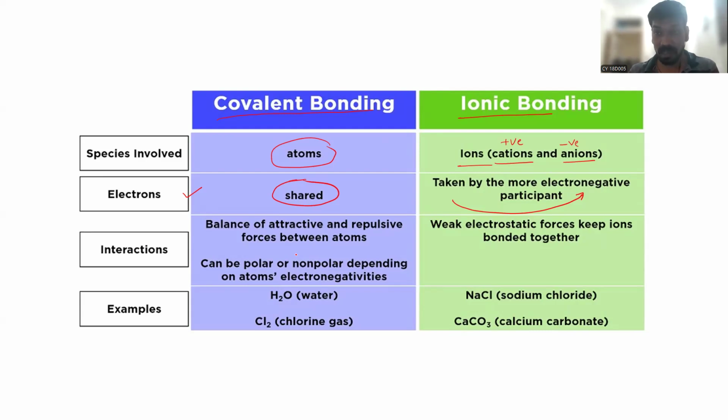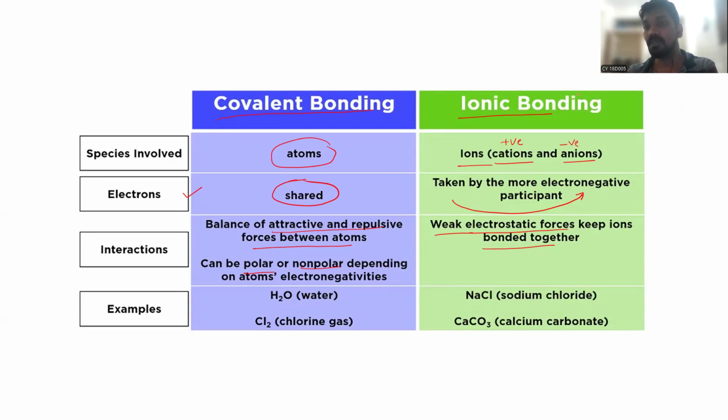Now, what kind of interaction is involved? Both attractive and repulsive forces are involved in covalent bonding, and it can be polar or non-polar on the basis of the electronegativities of the elements present. If there is a large difference in electronegativity, there will be more polarity. If there is less difference in electronegativity, there will be less polarity. In ionic compounds, an electrostatic force between the two ions keeps the bond together.